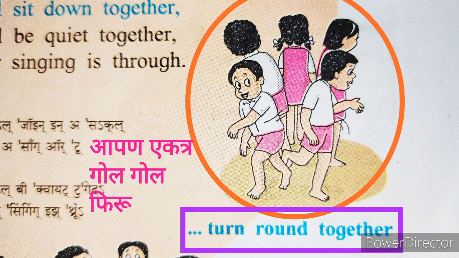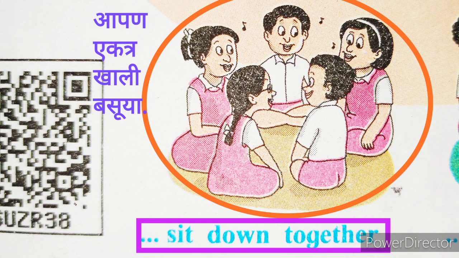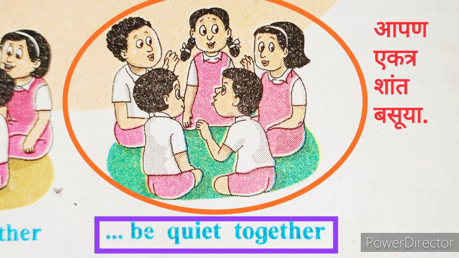We'll all turn round together, we'll all turn round together and sing a song or two. We'll all sit down together, we'll all sit down together and sing a song or two. We'll all be quiet together, we'll all be quiet together and sing a song or two.